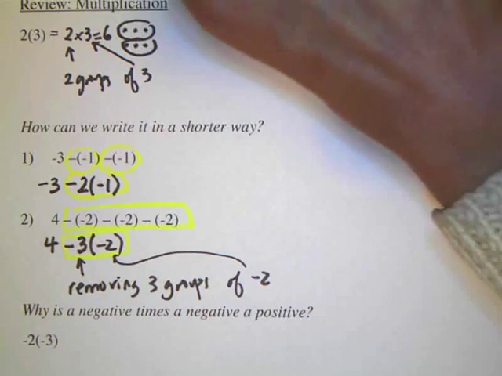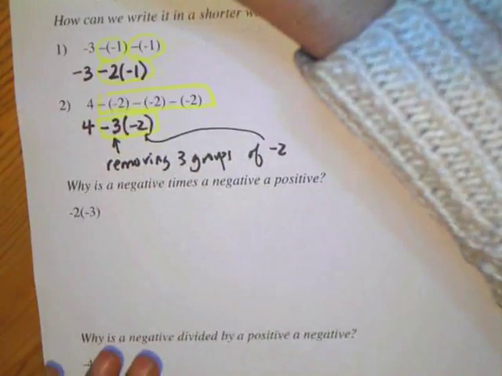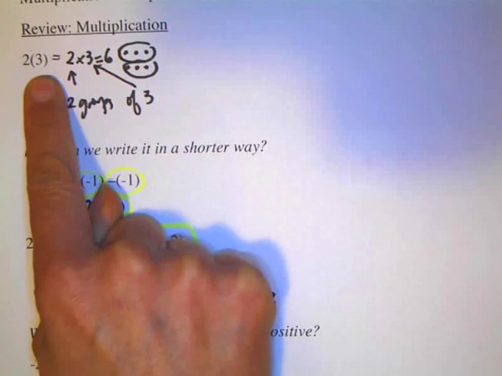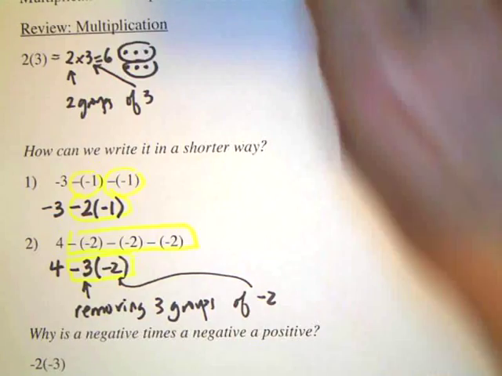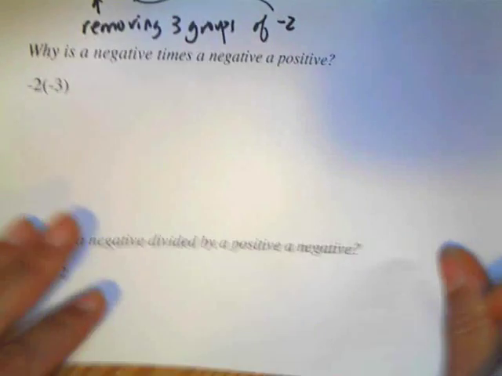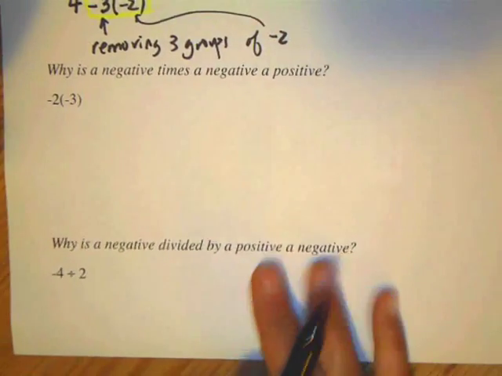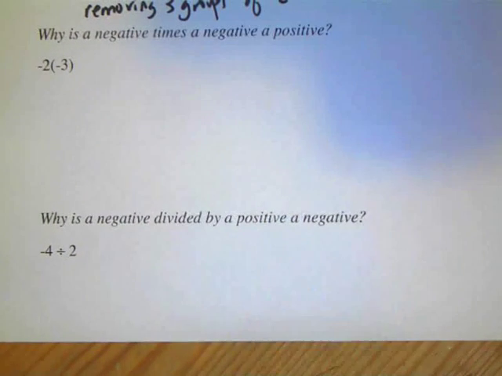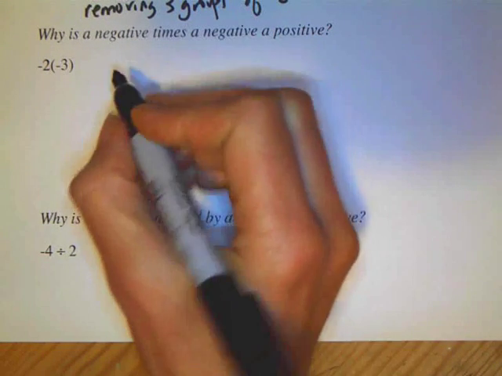So now let's go to the part that's really, really weird. Just a quick refresher: two groups of 3. Now we're going to look at what happens when we have negatives in there. Many of you have heard this, like, oh, a negative times a negative is a positive, but it doesn't really make a whole lot of sense. So we're going to go into the why that is.